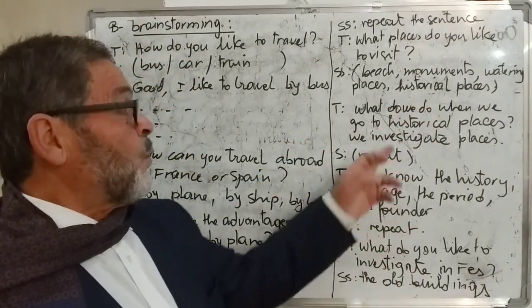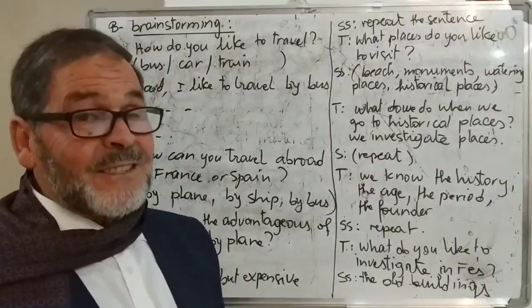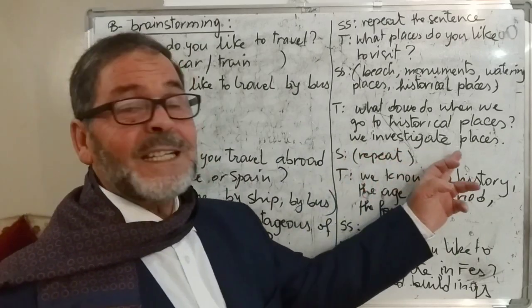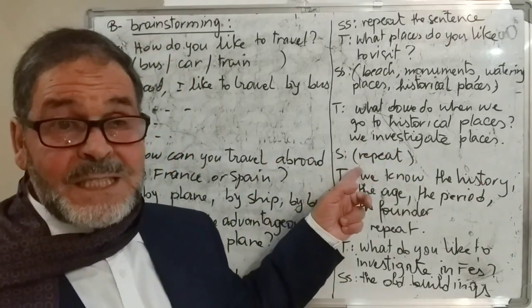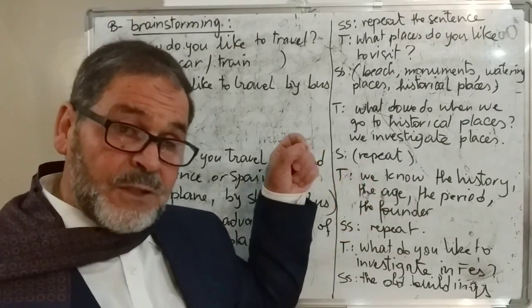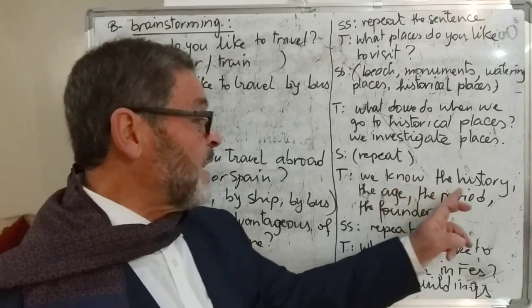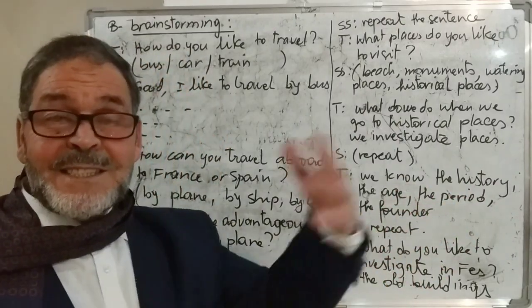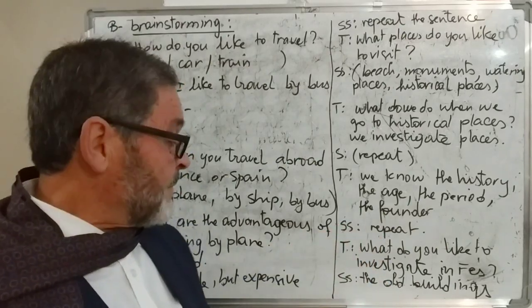Teacher: Good. What do we do when we go to historical places? So, historical places, we give examples. We investigate places. Students repeat the word, and we are going to focus on the word investigate. Teacher: We know the history, the age, the period, the founder. This is investigation. Students repeat.